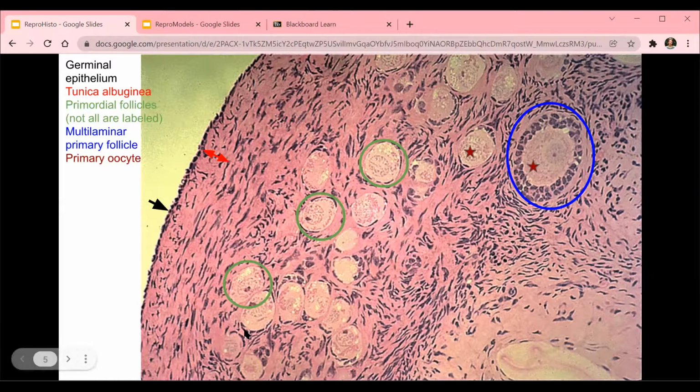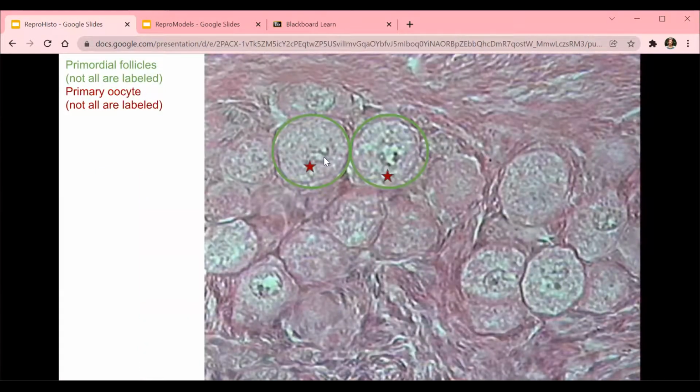When the follicle grows, it can make primary follicle. This primary follicle has more than one layer, so we call it multilaminar primary follicle. Here is the oocyte, and these are the granulosa cells. In all of these pictures, these follicles are primordial follicles. They are small, they have oocyte and the flat granulosa cells around them.